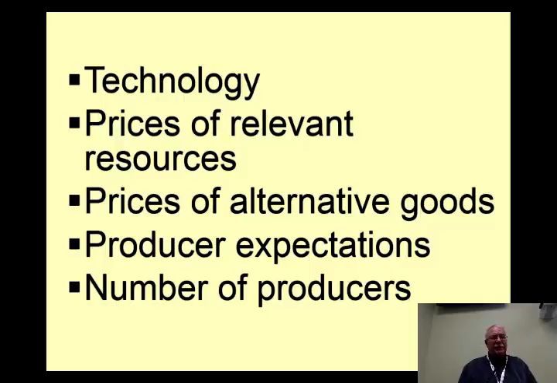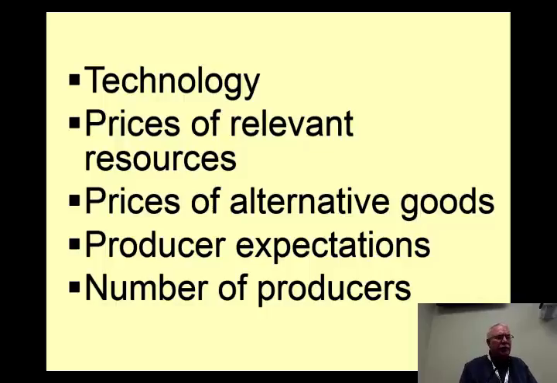Same with this. If the price of hay goes up, many cattle farmers will bring their cattle to market, and when they bring their cattle to market, then the supply of cattle increases, meaning the whole curve shifts to the right. Okay? So that's a change in the price of a relevant resource. Prices of alternative goods is a third reason that will cause shifts in supply curves.